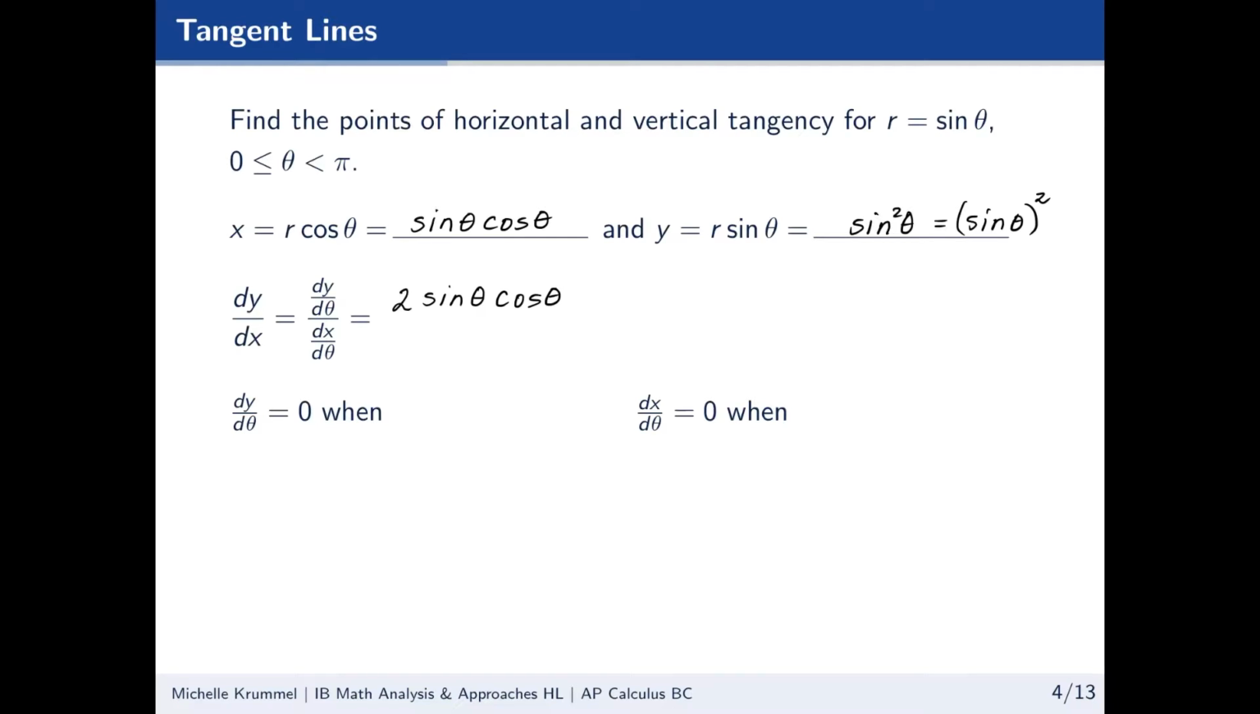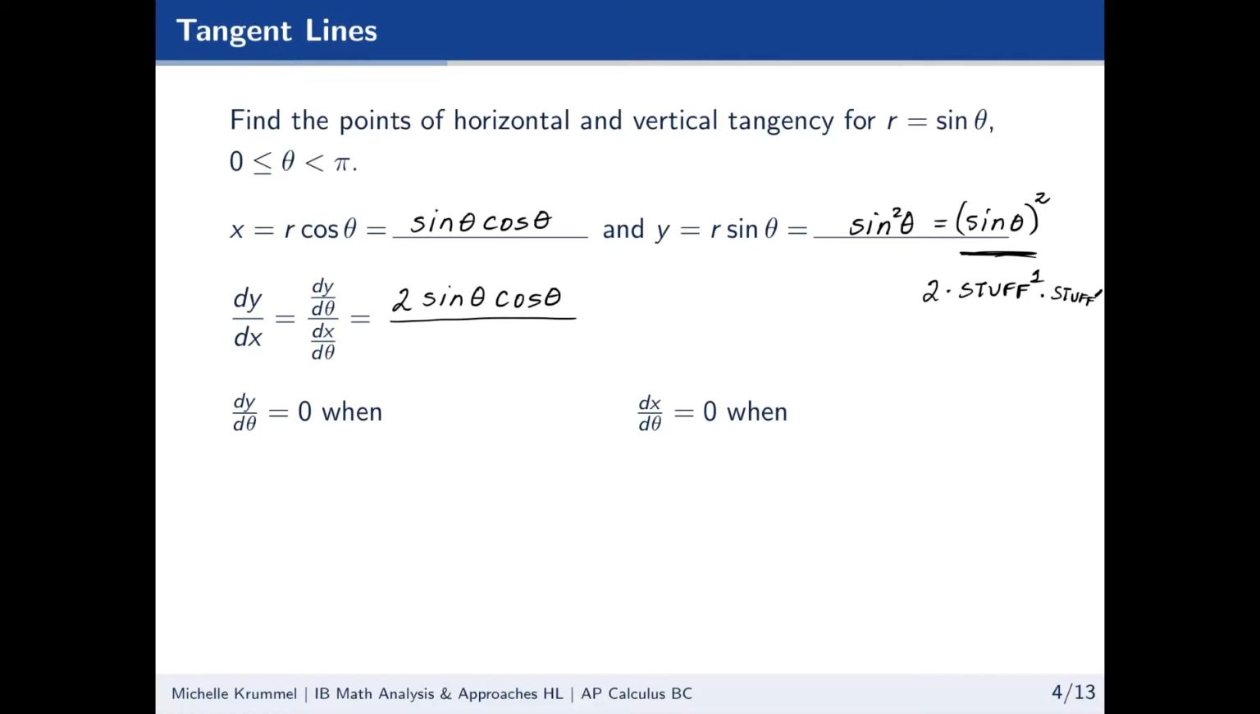I have over here, I've got stuff squared, and the derivative of stuff squared is 2 times stuff to the power 1 times the derivative of the stuff prime. Okay, so we end up with 2 sine theta cosine theta.